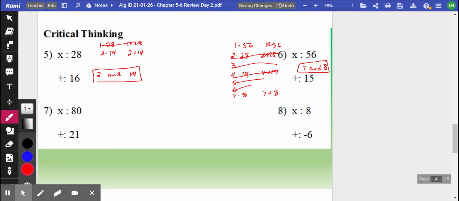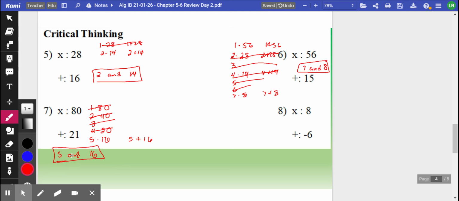Right? Multiplies to be 80, adds to be 21. Now, you might be able to think of it on your own. If you can't, start with 1 in the number. 1 times 80 is 80, adds up to 81. 2 times 40 is 80, that adds up to be 42. 3 doesn't work. 4 times 20 is 80, but that adds up to be 24. And 5 times 16, and looky there, 5 plus 16 is 21. So my two numbers there are 5 and 16. That one was a little tricky to figure out.